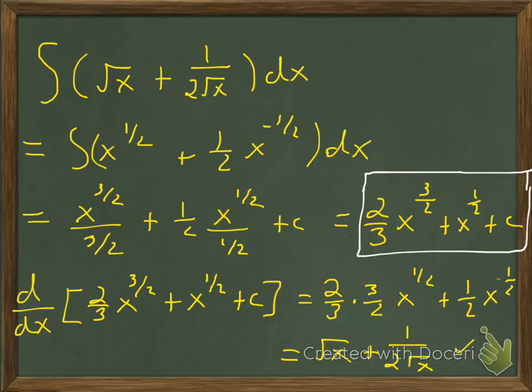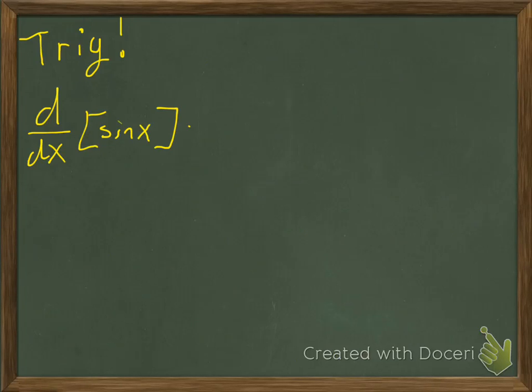Okay. Before we get into a couple more examples, we'll do a little bit of trig. So trig's always fun and exciting. And the derivative of sine x is going to be the cosine. So when we take the antiderivative of the cosine, we're going to get back the sine plus a constant of integration.